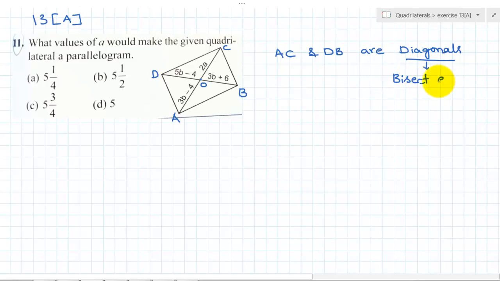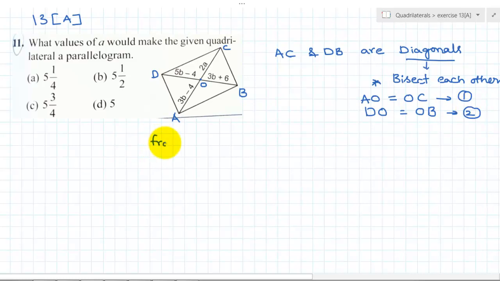Diagonals bisect each other. So based on that property, we can say AC bisects BD. Bisecting means dividing into two equal parts, cutting into two equal parts. So based on this property, we can write AO is equal to OC and DO is equal to OB. So we will make use of these two equations to find out the value of a, so that the quadrilateral will be exactly a parallelogram. So this is equation number 1 and this is equation number 2.